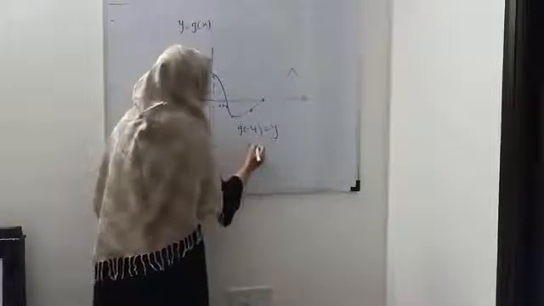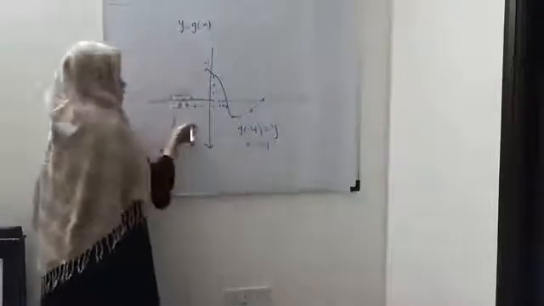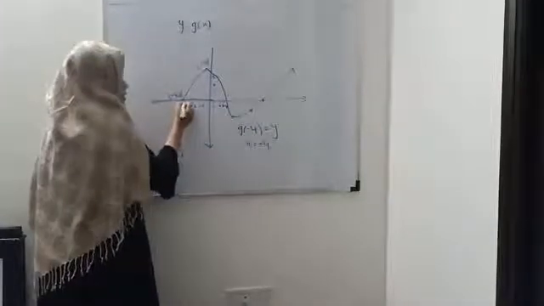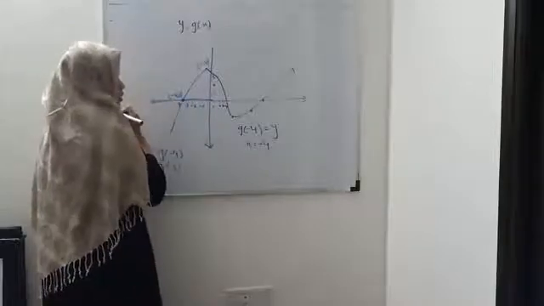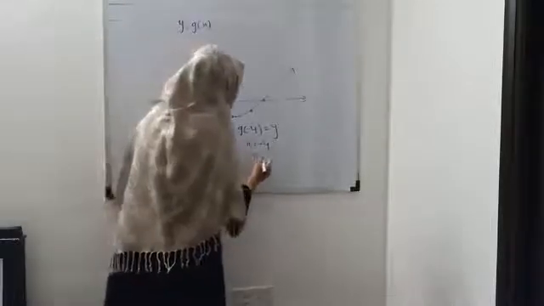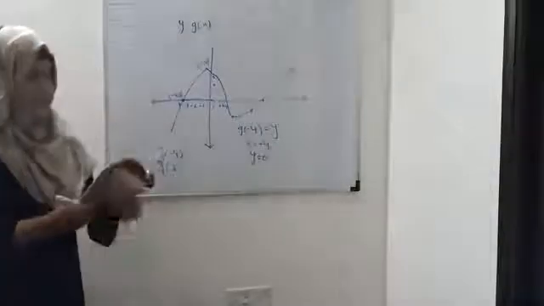So x is equal to -4. You have to find the value of y at x equal to -4. So at -4, what is the value of y? 0. So y will be 0. Okay, it is very simple.